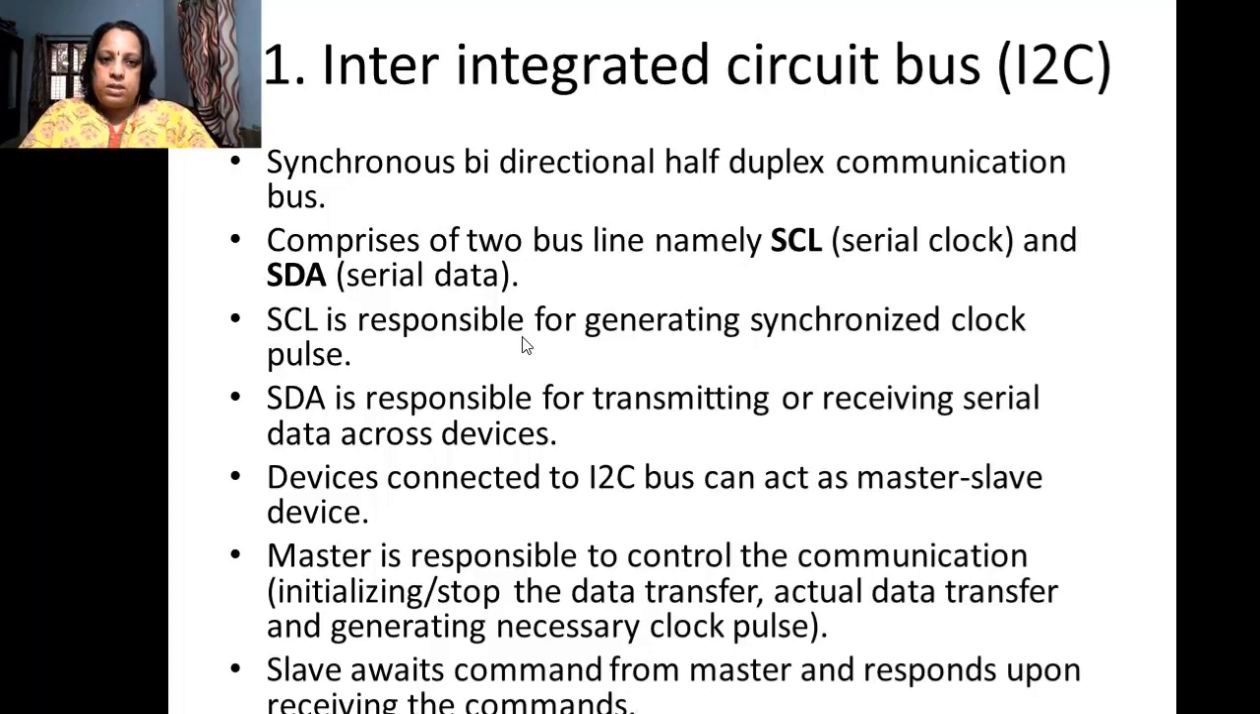This communication bus consists of 2 wires or 2 bus lines, named SCL, the serial clock bus line, and SDA, the serial data bus line. Serial clock SCL is responsible for generating synchronized clock pulses. This will be a time reference for this bus. And the SDA line, that is the serial data line, is responsible for transmission and reception of data, based on whether it is a read function or a write function across the devices.